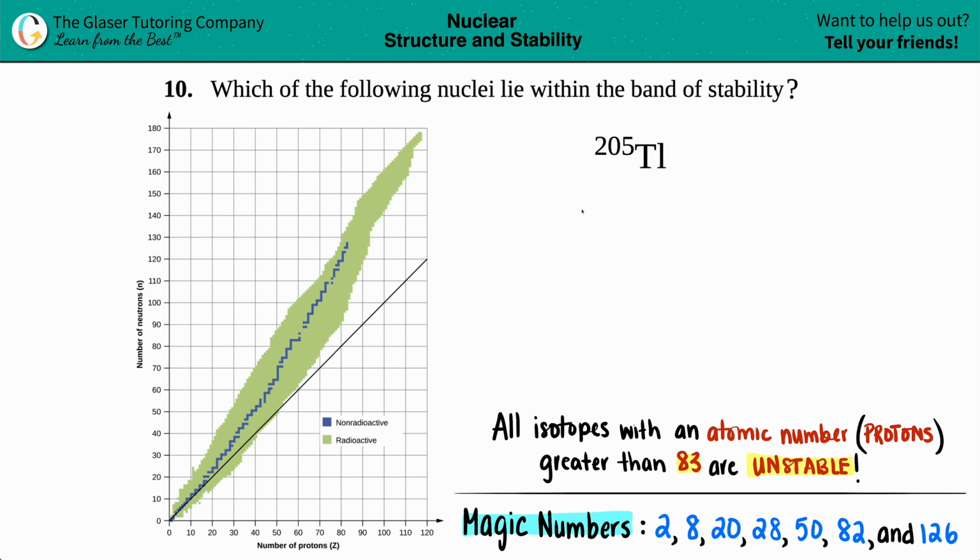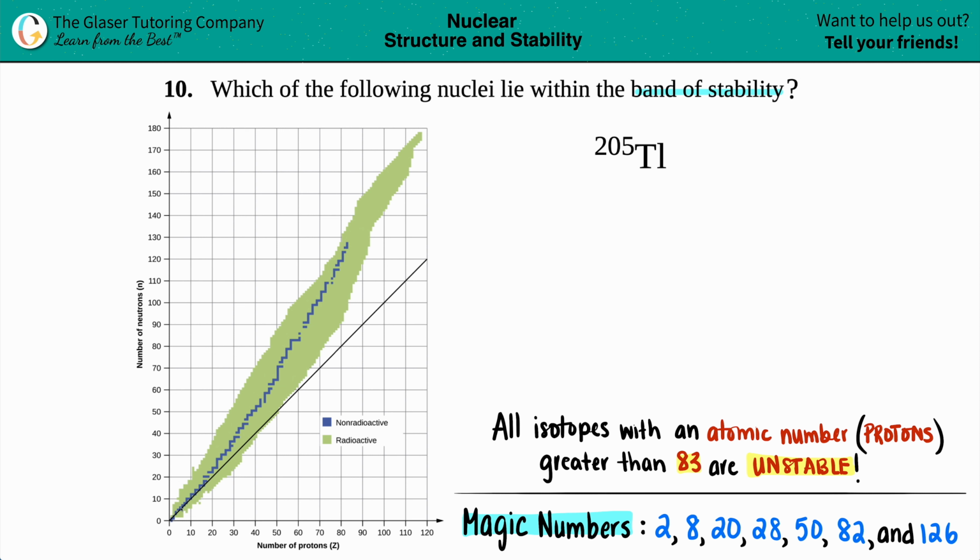10, which of the following nuclei lie within the band of stability? And then we have 205 Tl. Okay, so we have thallium. In order to find out whether this is a stable or an unstable isotope, we have to find out whether it's going to be in the band of stability.